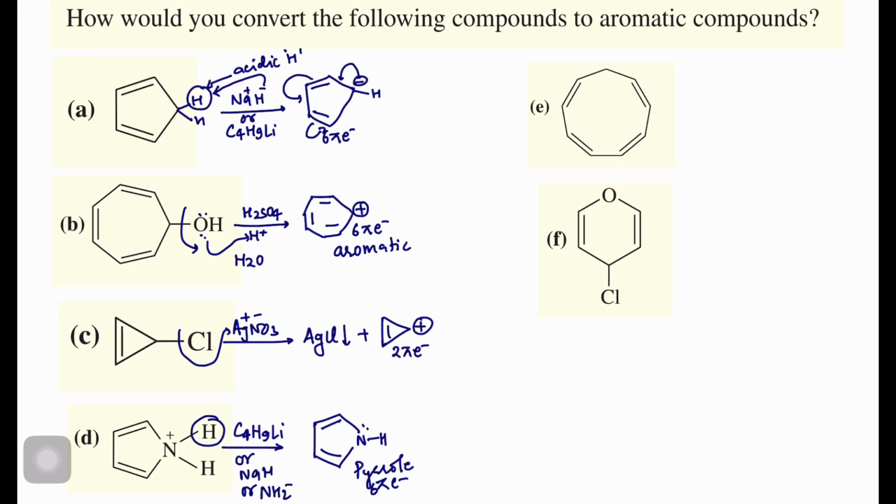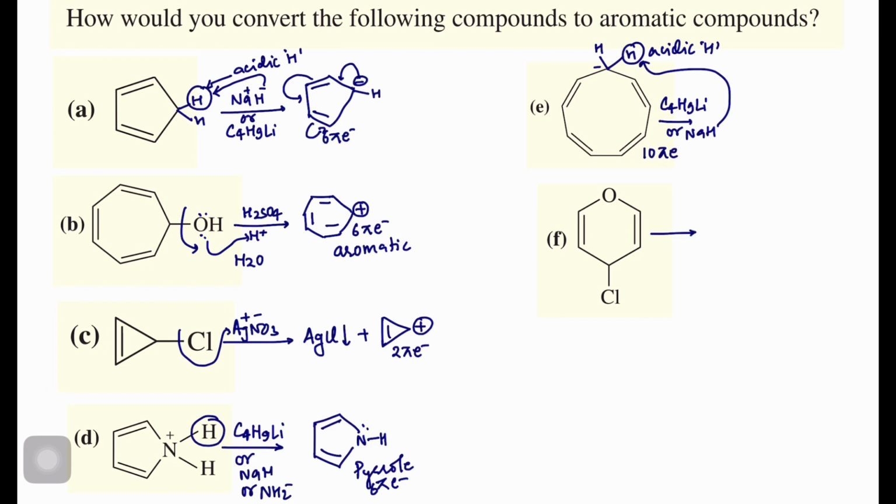Let's move to the next one, this one. This has 8 pi electrons, but if you remove this acidic hydrogen, for that also we can take a base like butyl lithium or sodium hydride. It will take this acidic hydrogen and you will get an aromatic species which has a total of 10 pi electrons. It will get a negative charge basically.